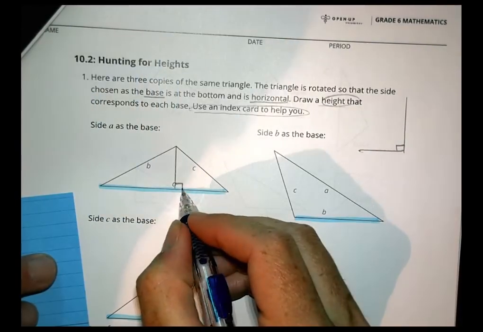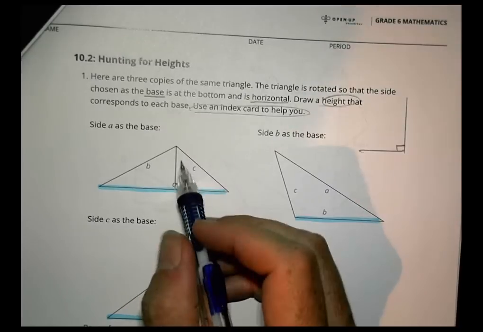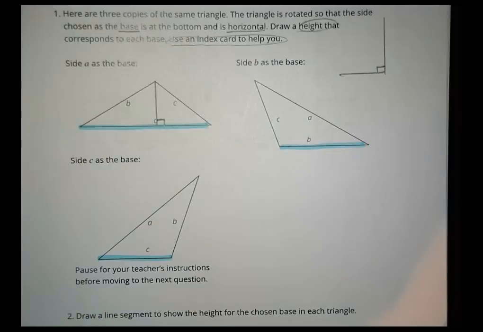And now I have a height right there for that one. No problem at all. Okay, so that works pretty easily there for that first one. But let's take a look at B.